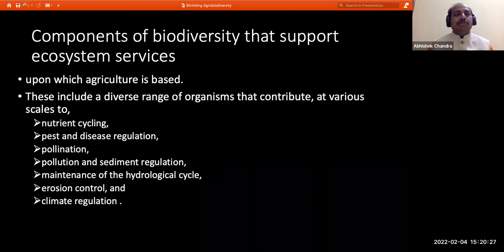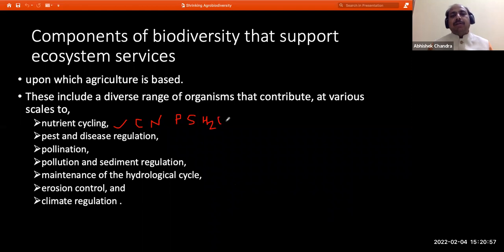So when we are doing these things, what happens? The components of biodiversity support the ecosystem services upon which agriculture is based. It includes a diverse range of organisms that capture, at various scales, nutrient cycles, as we mentioned in the previous slide: carbon, nitrogen, phosphorus, sulfur, and including water. And one of the important cycles, without which none is complete, is oxygen. Without the help of oxygen, no cycle will be complete.